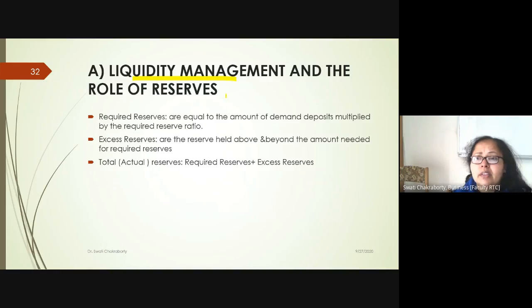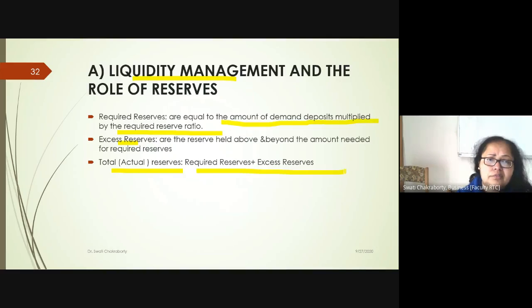Liquidity management and the role of reserves. Required reserves, we know, are equal to the amount of demand deposits multiplied by the required reserve ratio. Whatever the reserve ratio is, times the total amount of demand deposits. When you multiply that, you get the required reserves. Excess reserves are the reserves held above and beyond the amount needed for required reserves. Anything extra. So the total reserves, or actual reserves, of a bank are required reserves plus excess reserves. Banks keep excess reserves for emergency purposes.